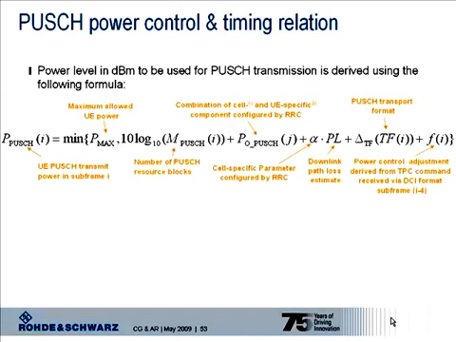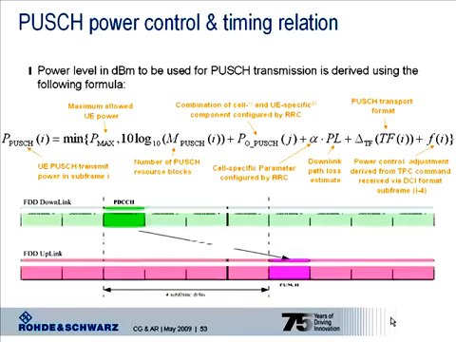The calculation for the physical uplink control channel, physical random access channel, and for the sounding reference signals is based on similar formulas and is also influenced by higher layers and cell-specific parameters. With all the information we discussed on the last slides, the UE is now ready to transmit. The question is now when the UE starts with its transmission.